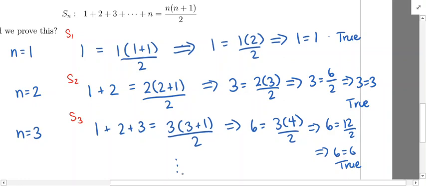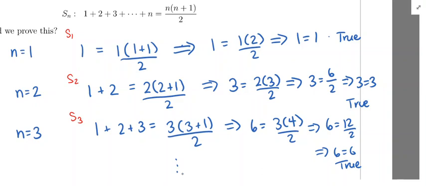But how can you possibly do this? If you're trying to prove that this works for every single counting number, you'd have to test out every single counting number. Maybe this statement fails when n equals 1,000. Maybe it fails when n is equal to 1,000,000, but it works for everything that came before it. So when you're proving that something works for every single counting number, this is not a viable way of doing it, because you can't test every single counting number because there are infinitely many.